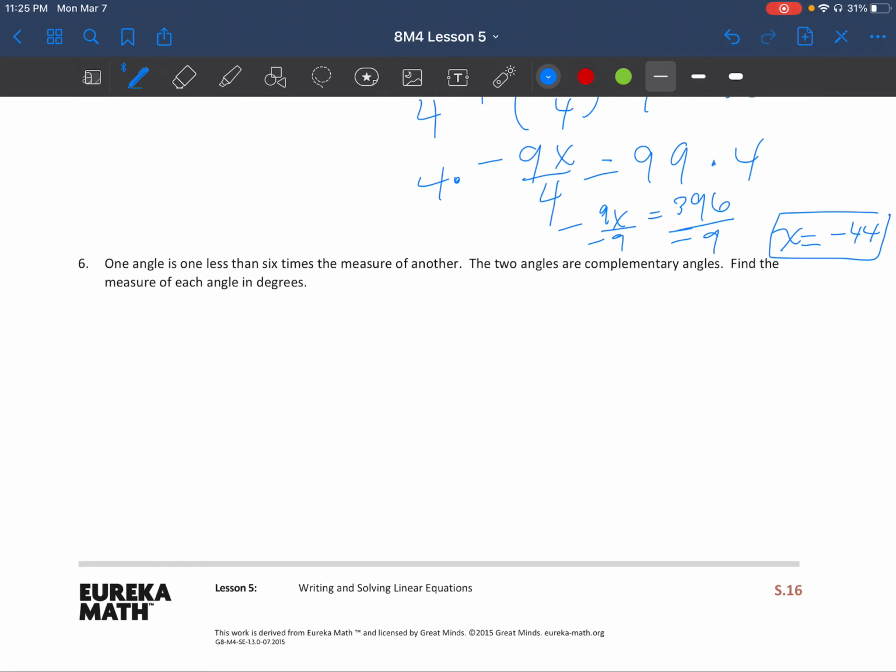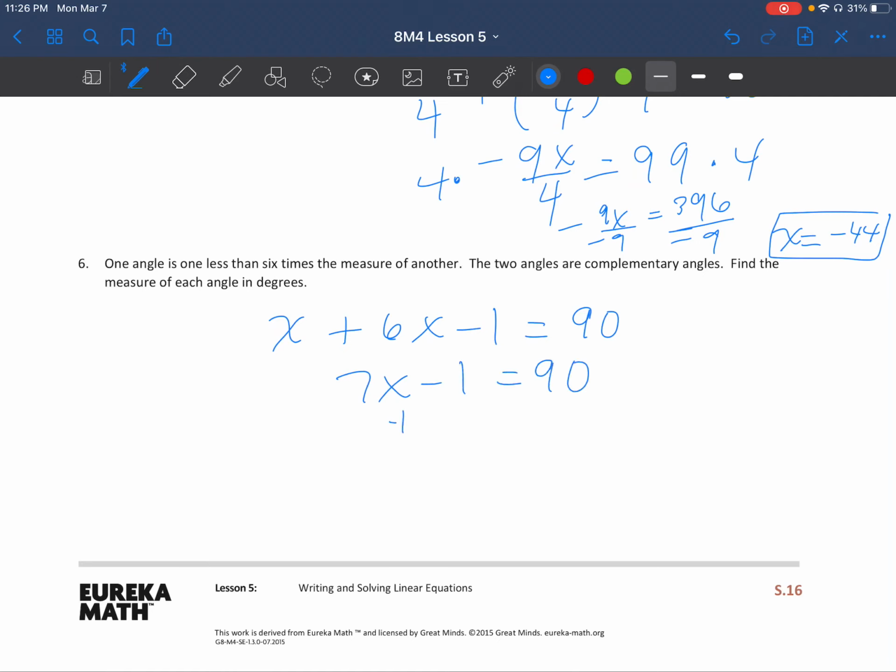Let's do number 6. One angle is 1 less than 6 times the measure of another. The two angles are complementary angles. Find the measure of each angle in degrees. So for this, we know they're complementary angles, so they're equal to 90 degrees. So we've got an angle plus 6x minus 1 equal to 90.